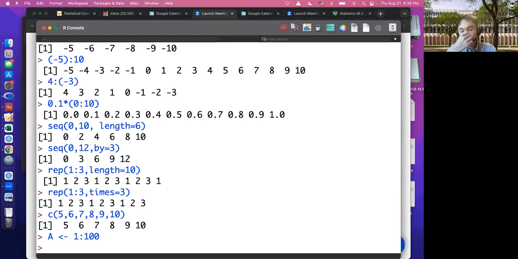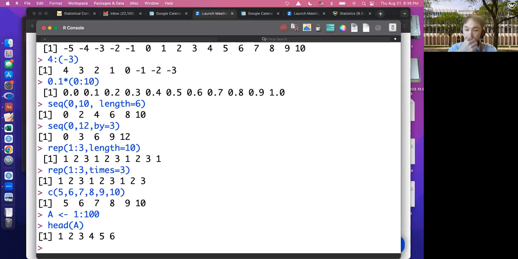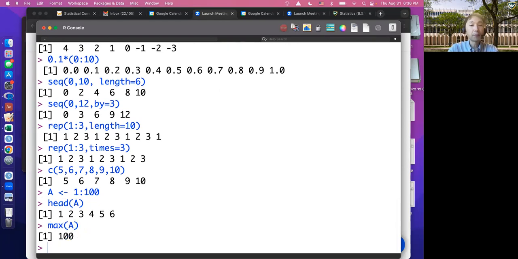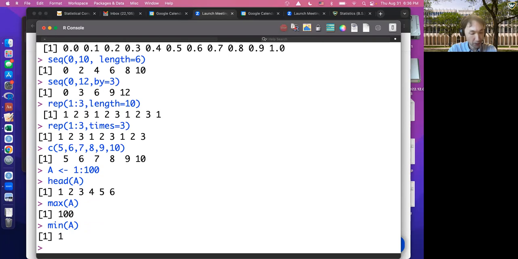Suppose A is a vector with 100 elements. If you type head of A, you can see just the first few elements, usually 6 by default. You can calculate the maximum of A by max(A), the minimum by min(A), and the median of A by median(A).